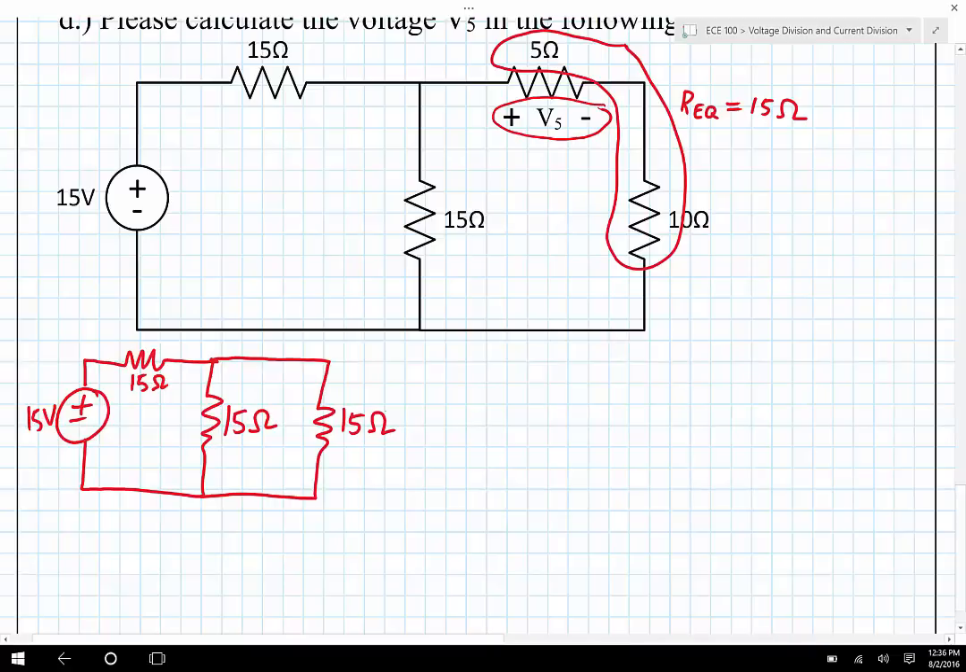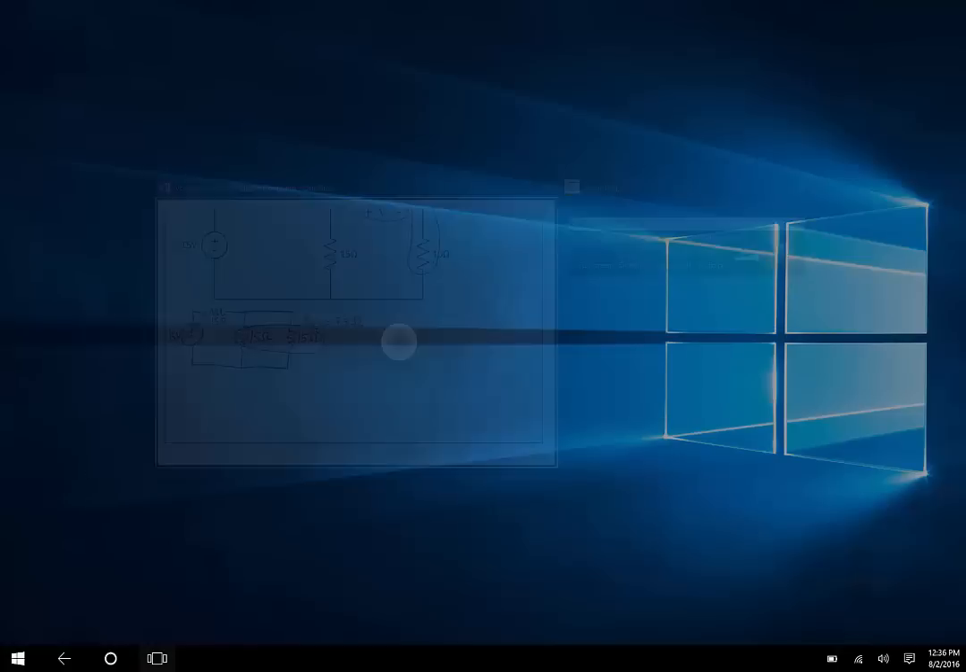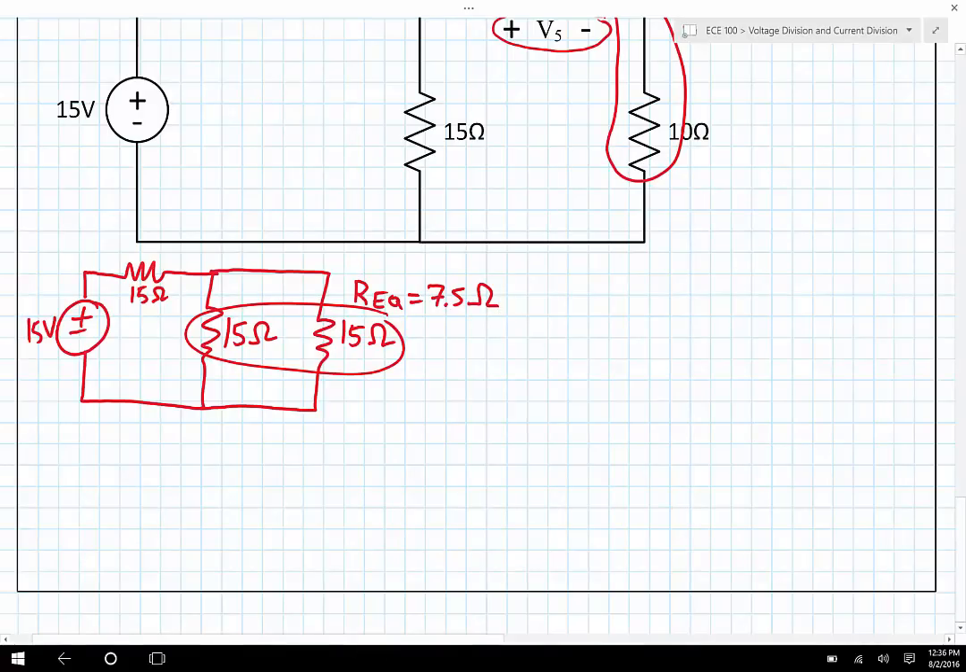So we've got 15 in parallel with 15. We know that if those two resistors have the same value, then their equivalence will be half of the original resistance. And then that 7.5 ohm resistor, let me go ahead and show that circuit. I've got 15 volts, and now I've got 15 ohms and 7.5 ohms.